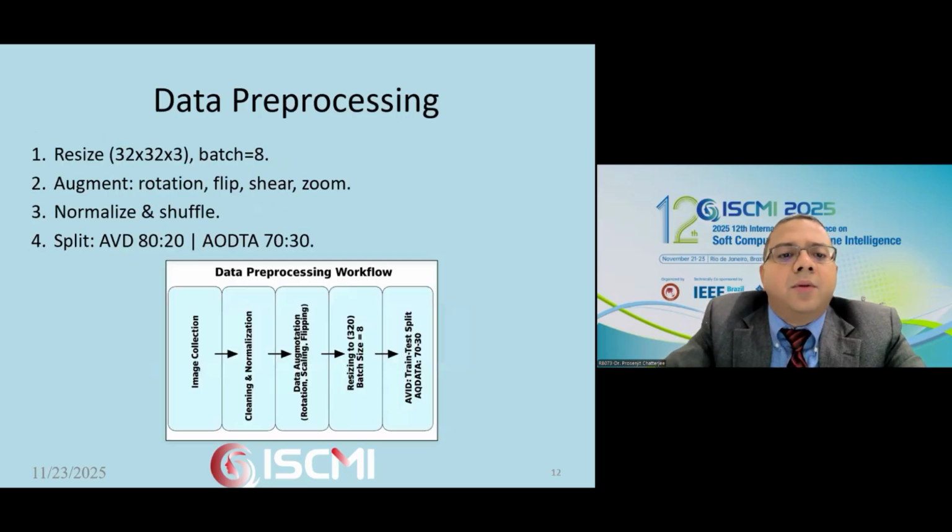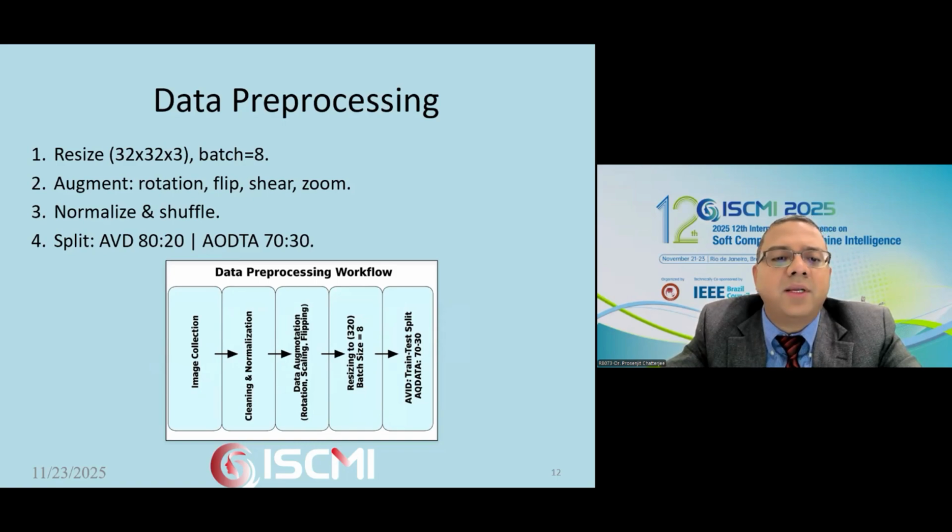Now our preprocessing steps include resizing all images to 32x32x3 matrices. After that, we used a batch size of 8. We also used data augmentations with rotations, flipping, zoom, shear, normalization, and shuffling. These steps help the model generalize better, especially since airborne objects vary significantly in orientation, lighting, and scale.